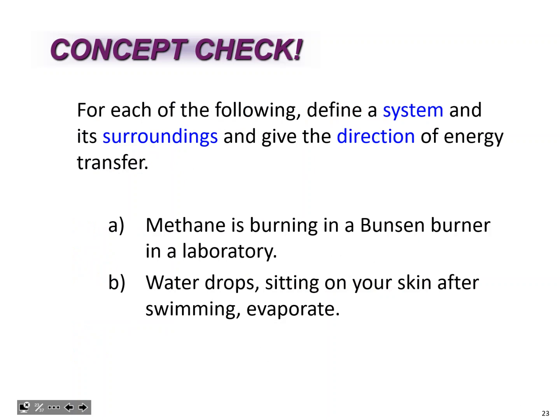All right, this is a good one. Each of the following will define a system and its surroundings and give the direction of the energy transfer. Methane is burning in a Bunsen burner in the laboratory. What is our system? Methane is our system. The surroundings is the laboratory. It is exothermic because when you burn something, you feel the heat coming towards you because it is releasing heat from the system. Correct.